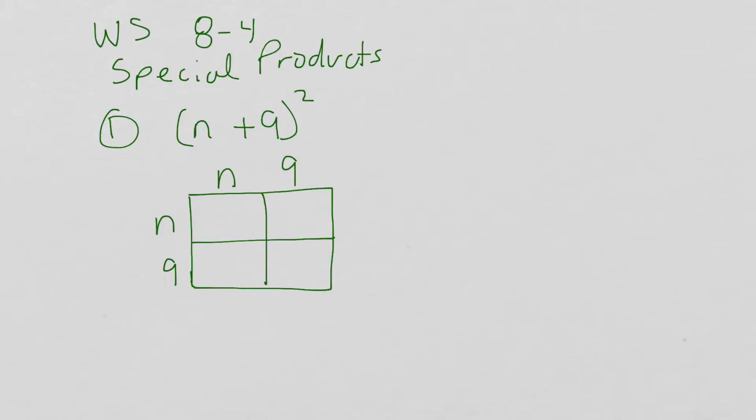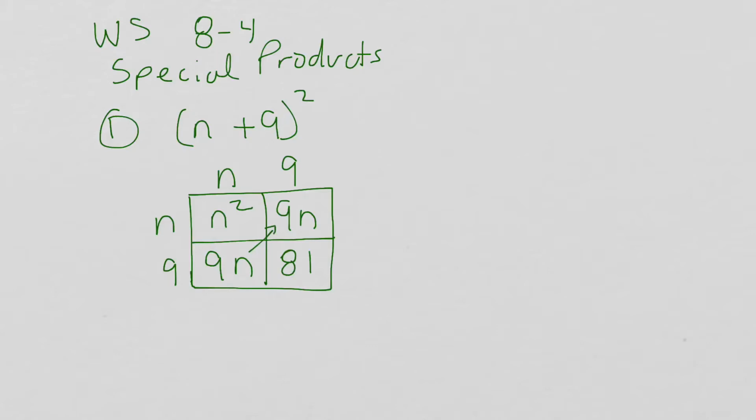All right, we're going to find the shortcut for squaring binomials. First of all, we're going to do the square of a binomial with our box. So n times n is n squared. 9 times n is 9n. 9 times n is 9n. And 9 times 9 is 81.